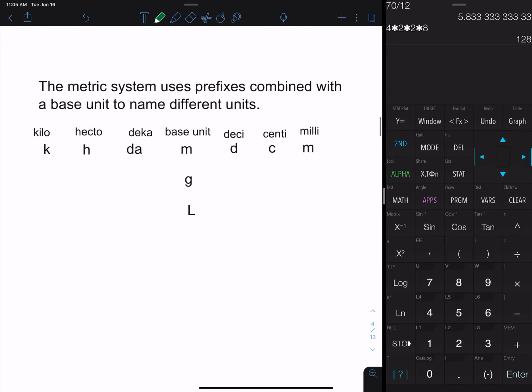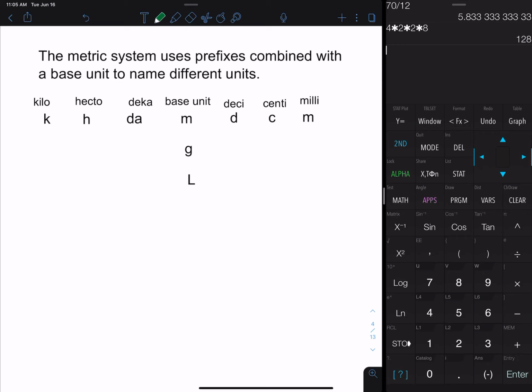Now, when we're talking about conversions, we also have to think about the metric system. The metric system uses prefixes combined with a base unit to name different units. So our prefixes are K for kilo, H for hecto, DA for deca, D for deci, C for centi, and M for milli. Our base units are M for meters, G for grams, and L for liters.